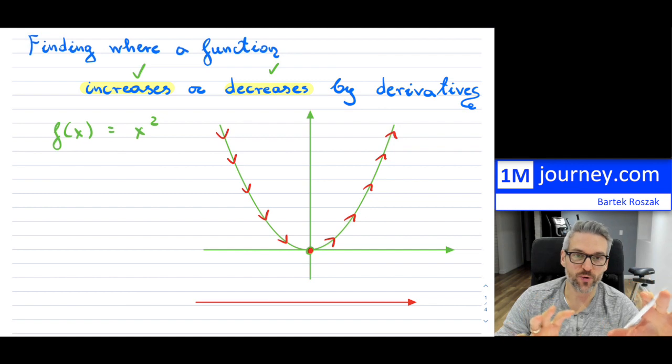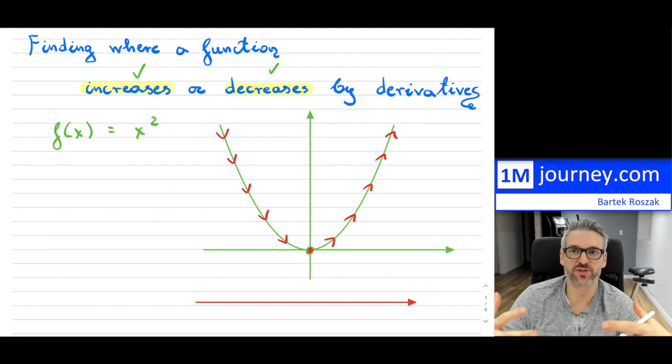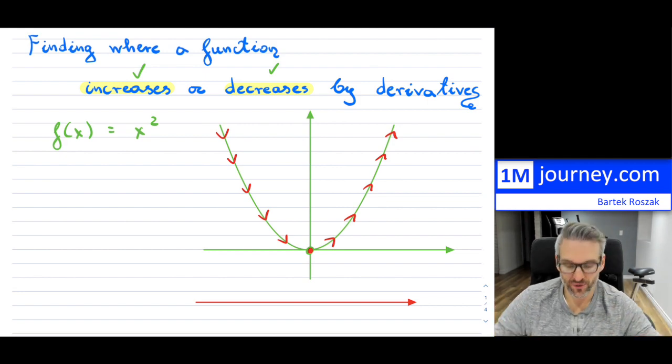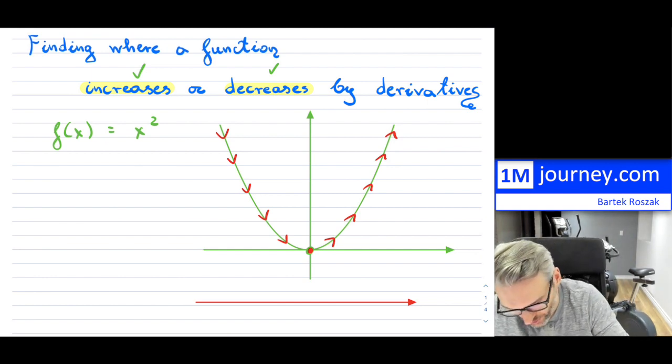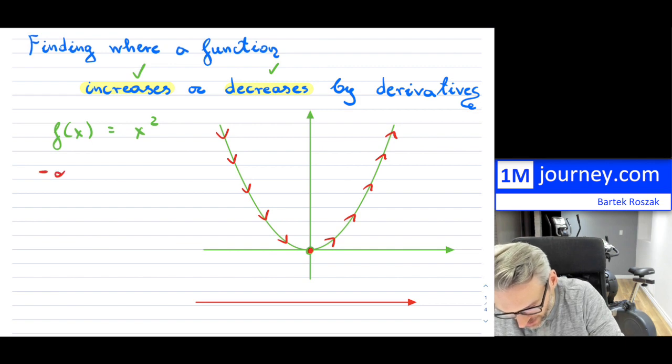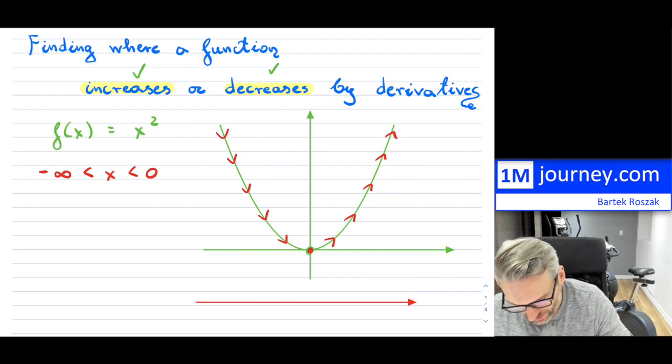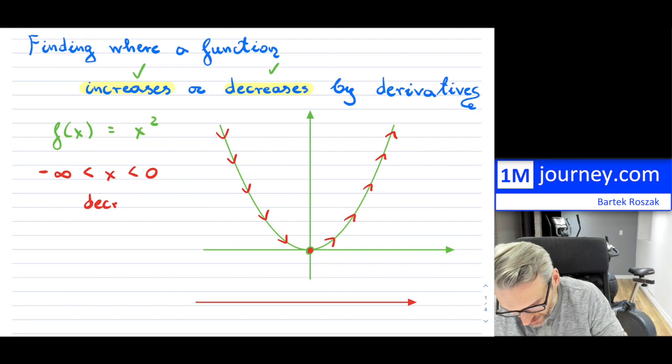But knowing the derivative does help us when we want to apply it to something that we can't visualize as easily. So in here, if I wanted to find increases and decreases, I know that from negative infinity going forward, as x goes in this direction and is less than 0, the function is decreasing. So we can see that.